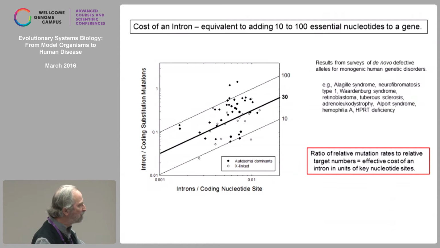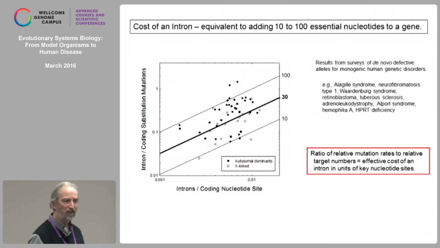And you can see all the data here, and that line there is 30. What that's saying is basically adding an intron to a gene mutationally would be like adding 30 nucleotides that you wouldn't be able to touch, otherwise you would have the disorder. So that's sort of the price we pay for having an intron. It's like adding 30 critical nucleotides, so the mutational cost would be 30 times the mutation rate per base. That mutation rate per base is 10 to the minus 8 in humans, so the penalty of an intron would be about 3 times 10 to the minus 7.